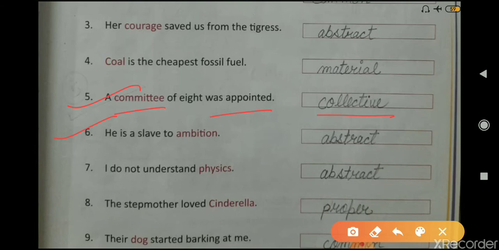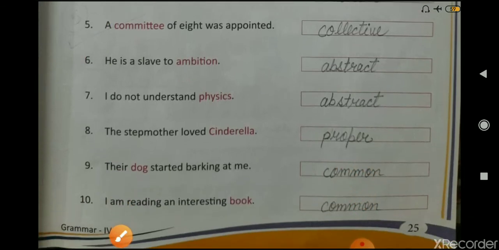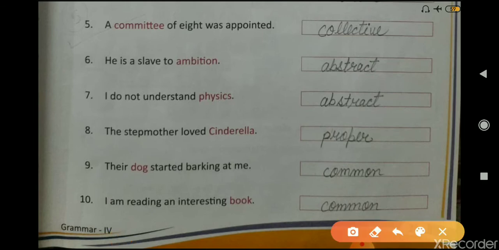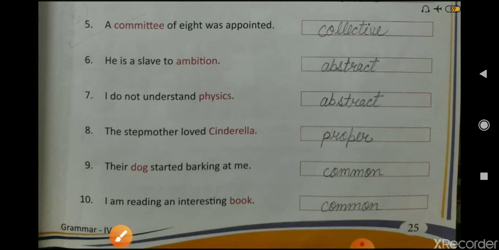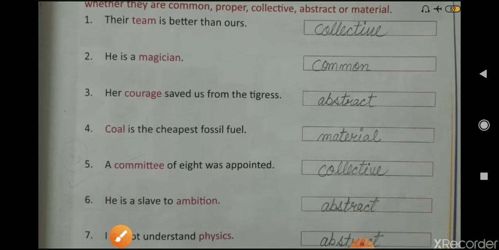Sixth one, he is a slave to ambition. Ambition is an abstract noun, so write here abstract. You have to write down correct spellings, okay? And also write neatly. Now the next one is, I do not understand physics. Answer, abstract noun. The stepmother loved Cinderella. Answer, proper noun. Their dog started barking at me. Answer, common noun. I am reading an interesting book. So here book is a common noun. So this is your exercise A. Now let's move to our next exercise.